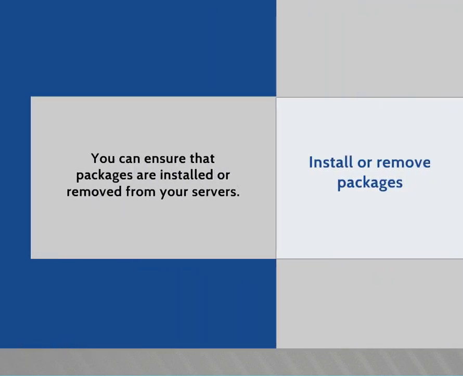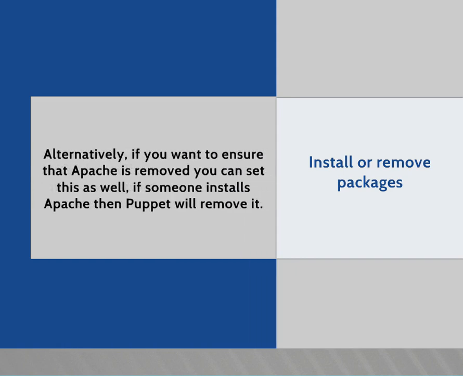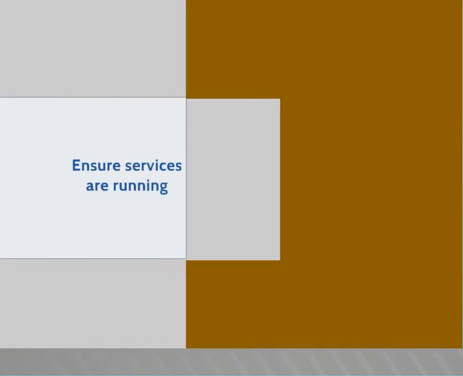Install or remove packages. You can ensure that packages are installed or removed from your servers. For instance, if you need Apache, you can ensure that it's always there along with the required configuration files that you have set. Alternatively, if you want to ensure that Apache is removed, you can set this as well. If someone installs Apache, then Puppet will remove it.